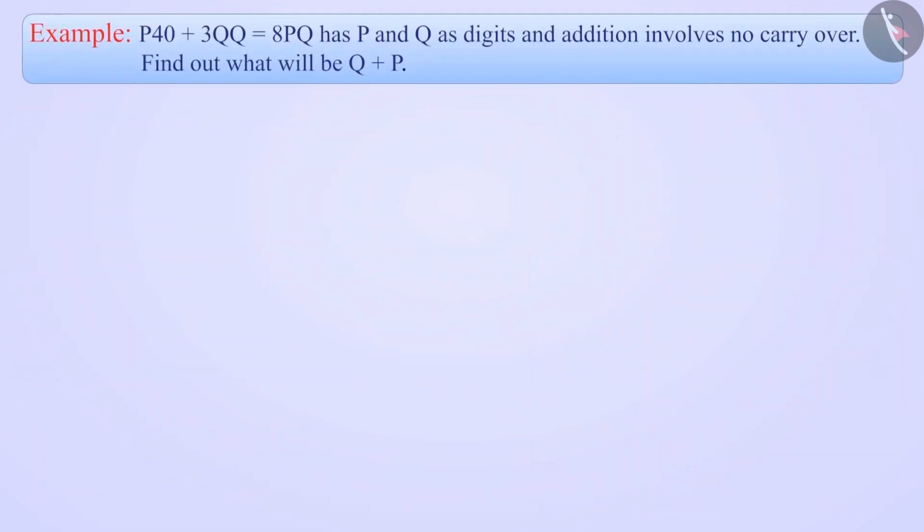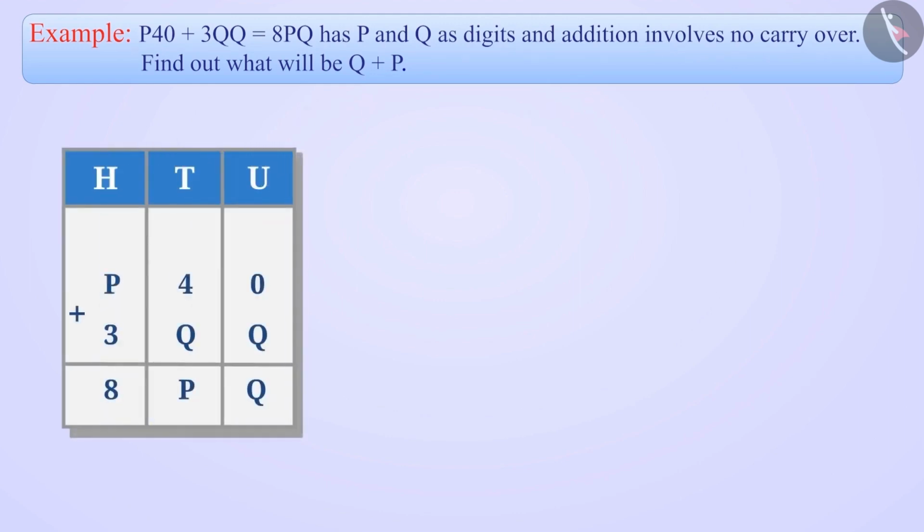Next example. If P40 plus 3QQ is equal to 8PQ, in which P and Q are digits and no carryover has been taken in this addition, then find out what will be the value of Q plus P. Here, we have to first find the value of P and Q, for which we are given P40 plus 3QQ is equal to 8PQ. Let's write it in this way.